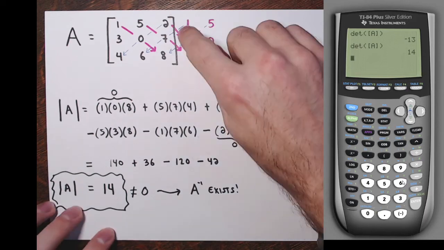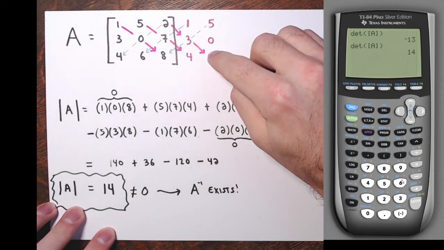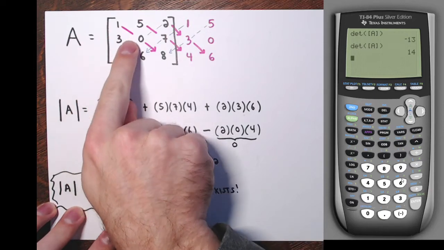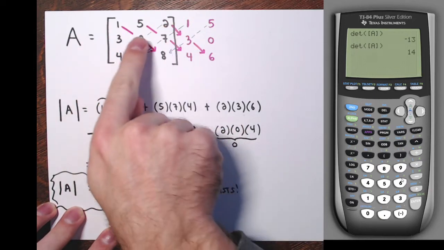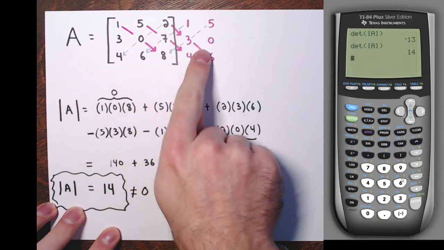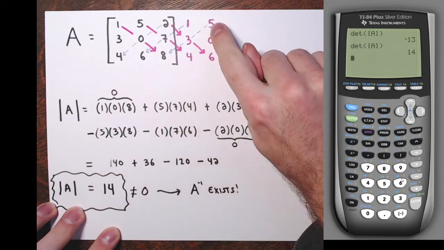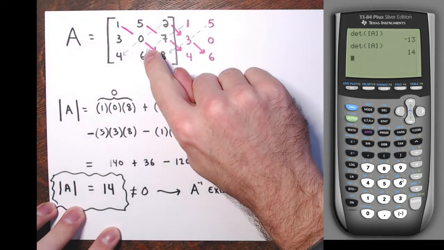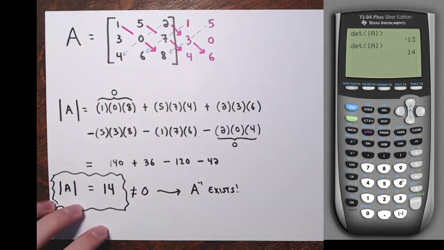Yeah, so you copy the first two columns again, and then starting in the upper left-hand corner, you add the products of the three diagonals going down to the right, and then starting in the upper right-hand corner, subtract the product of the three diagonals going down to the left, and get your final number that way. All right, so it takes a while. It wasn't nearly as fast as the 2 by 2.